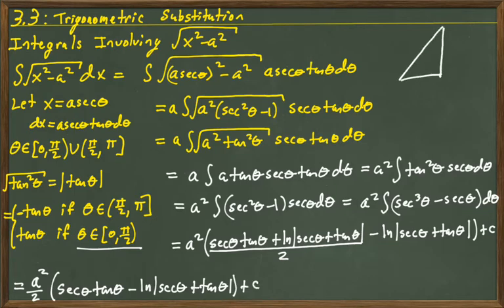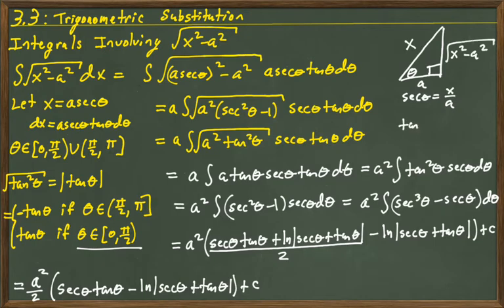We'll draw our reference triangle, and again, we're just going to assume that we're in quadrant 1. Here's a right angle and theta. We have x equal to a secant of theta, so secant of theta is equal to x over a. That gives us the hypotenuse and the adjacent side. Using the Pythagorean theorem, the opposite side is going to be the square root of x squared minus a squared.